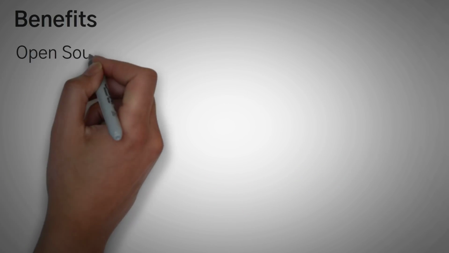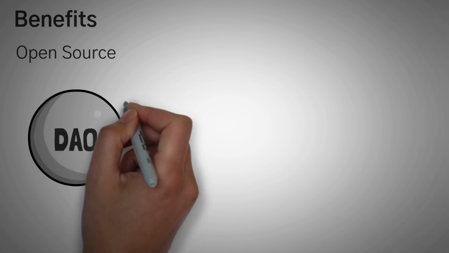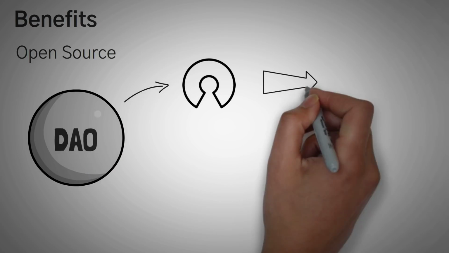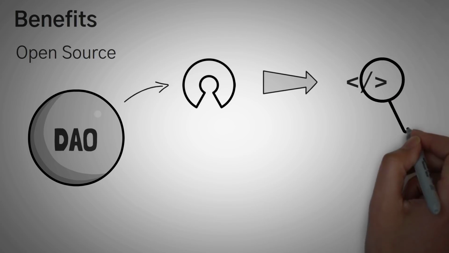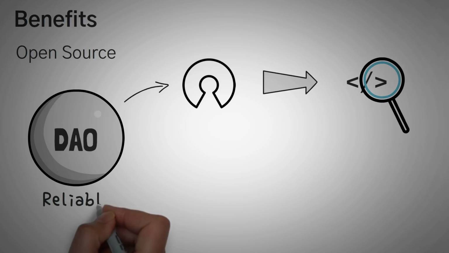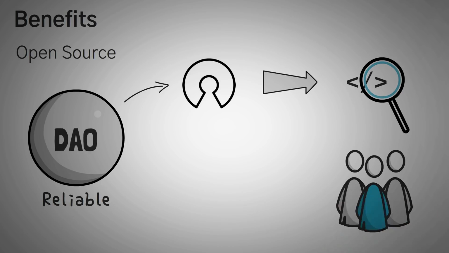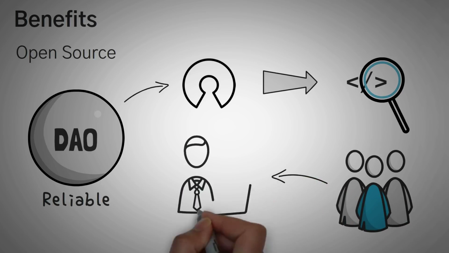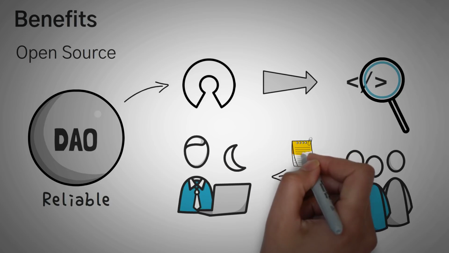And the last benefit of a DAO is that it is open source. DAOs are also open source, which means that their code is out there for anyone to look at and even improve upon. Open source projects are usually much more reliable simply because other programmers can help the main developers find some bugs in their code and then even propose ways to fix them.